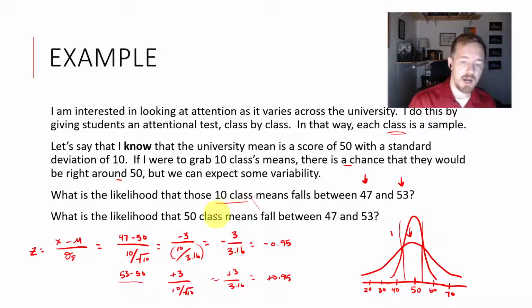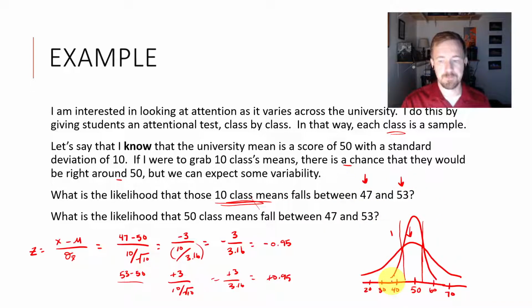So, in other words, if we're trying to interpret what we have here, what is the likelihood that of those 10 class means, if I aggregated them together and got the mean, where would they fall? There's a really good chance, basically 2 out of 3 times, that the average that I calculated here is going to fall between these two goalposts.